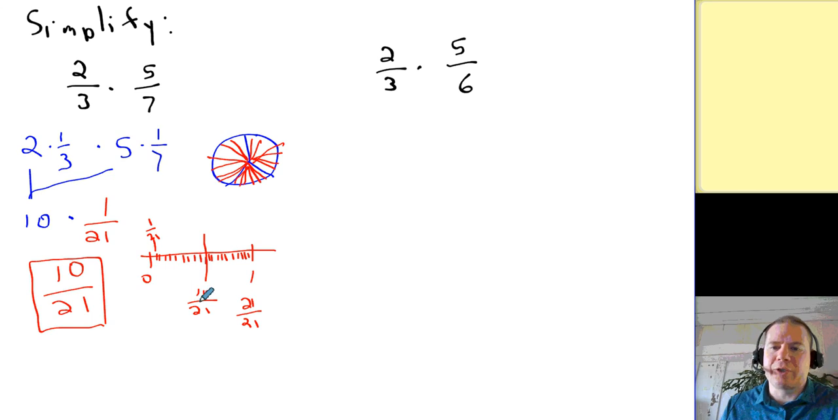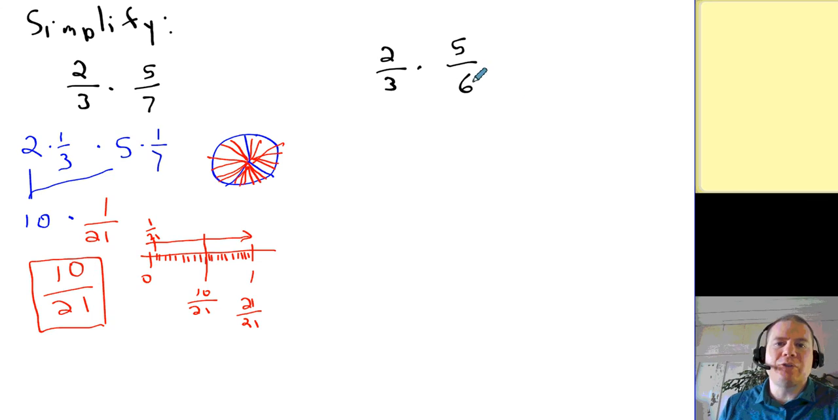Right? That's what fractions are. We're dividing by 21 and then multiplying by 10. I took 1, I contracted by a factor of 21, and then I dilated, I expanded by a factor of 10 to get to 10/21.